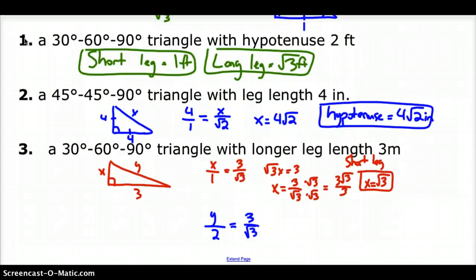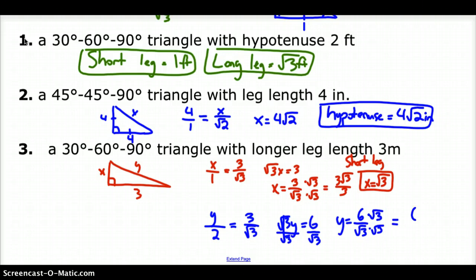Similar process here. If I multiply the cross products property, I'll get radical 3y equals 6. I'll divide both sides by radical 3, which will now give me y equals 6 over rad 3. Then I'll multiply both the top and the bottom by rad 3, which will give me 6 rad 3 over 3. And the 6 divided by 3 just gives us 2. So this should now be 2 radical 3, and this is our hypotenuse. So our hypotenuse equals 2 radical 3.